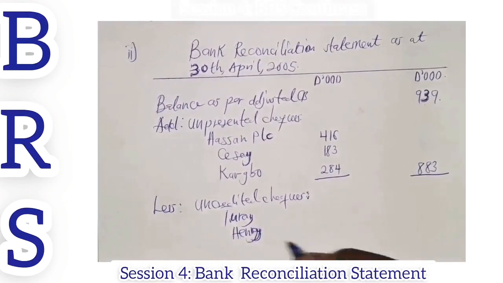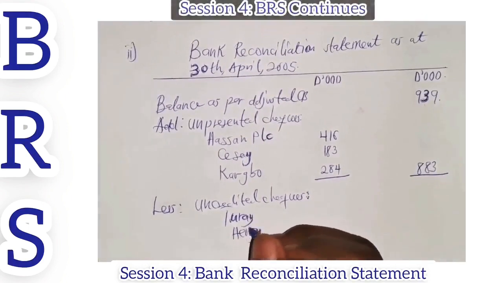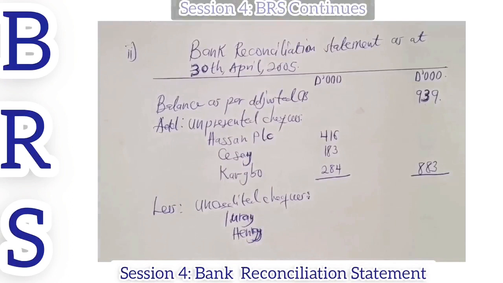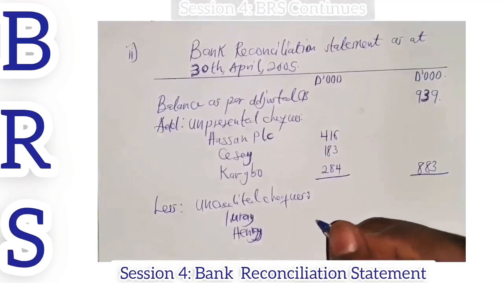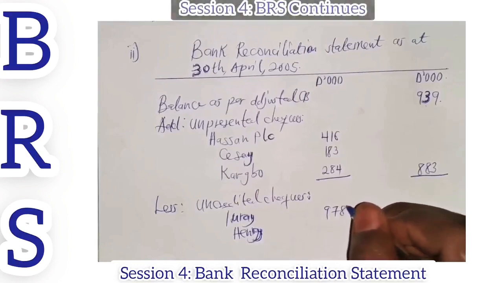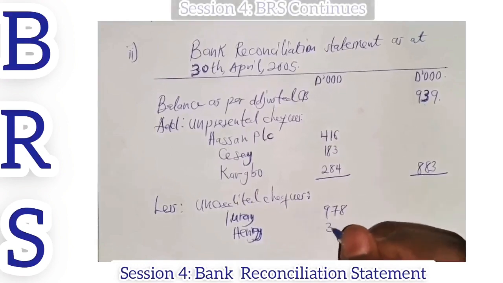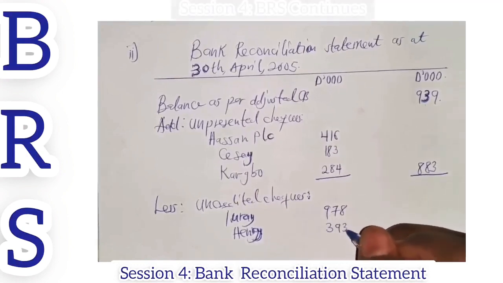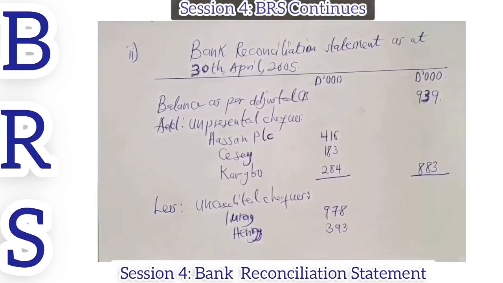Ture and Henry. So Ture's own is what? 978. Then Henry is 393. So this is how we actually do it.